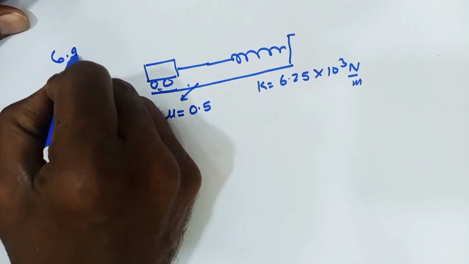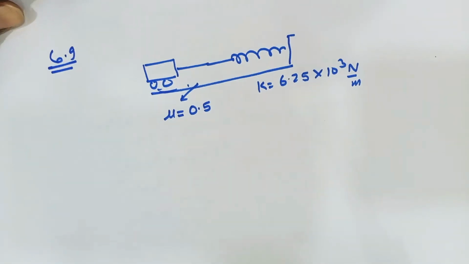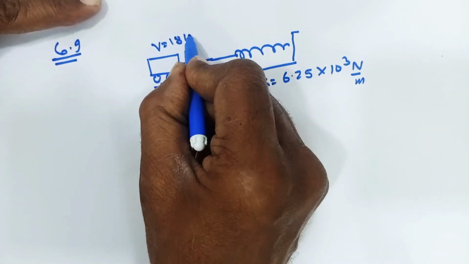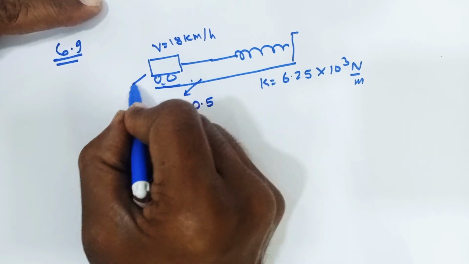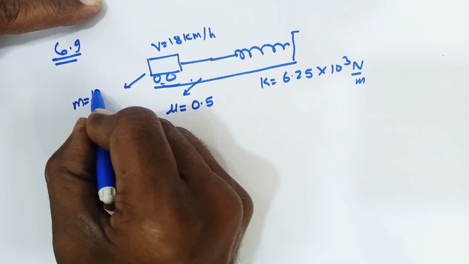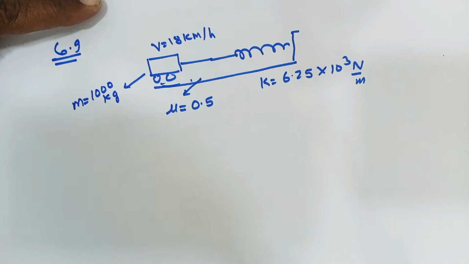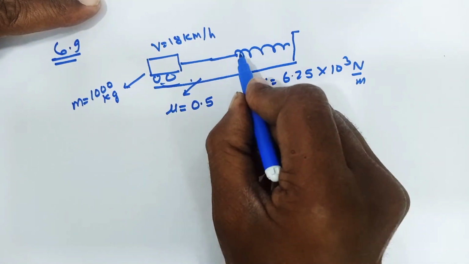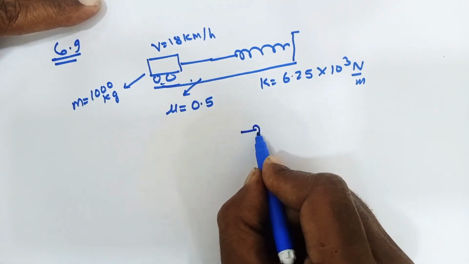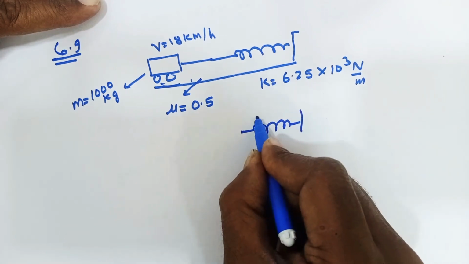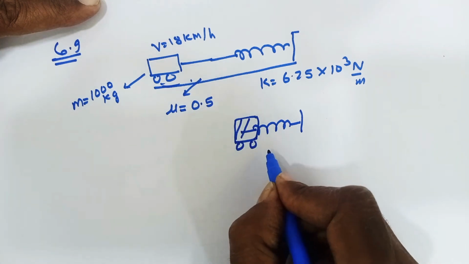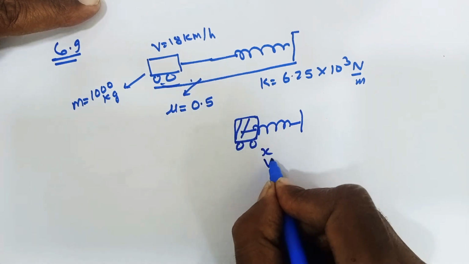It is example number 6.9. So will we get the same compression? The car is moving with velocity 18 km per hour and the mass of the car is also given, 1000 kg. So in this case, when the car moves, it will strike the spring. When it hits the spring, the spring will be like this. Suppose the spring gets compressed by x and the velocity of the car will be 0.